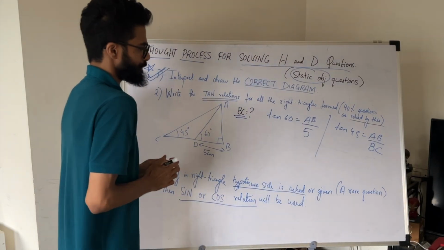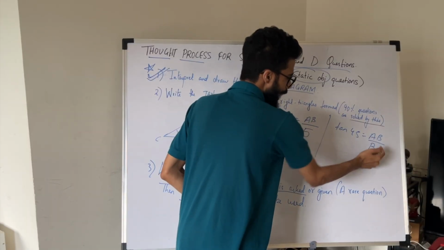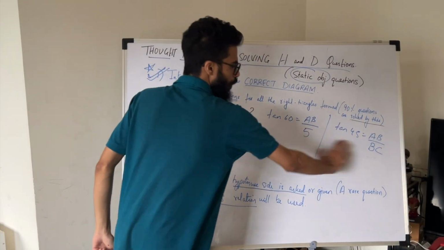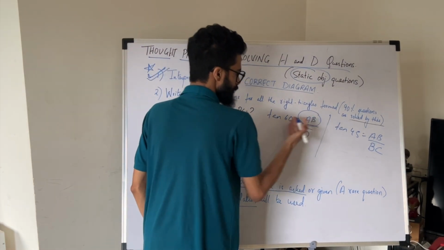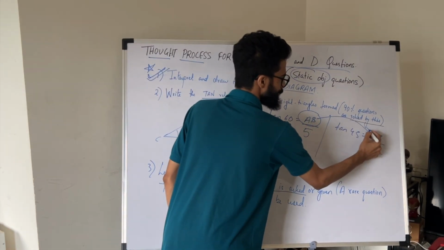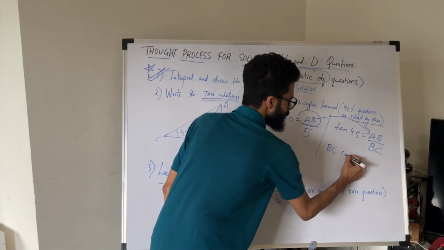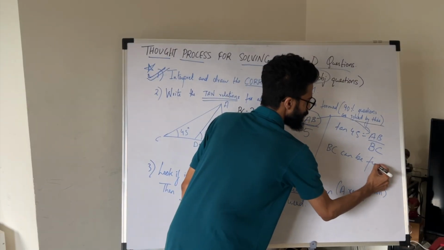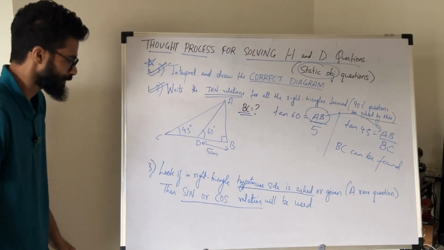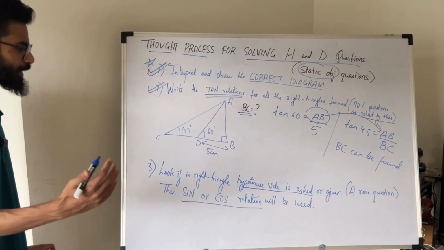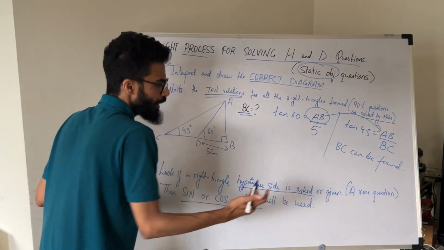Now see here, यहाँ पे unknown AB है. In this, I have AB and BC. If I just observe both the relations, I can say कि AB first part से निकाल के second part में if I put, then BC का value can be found.